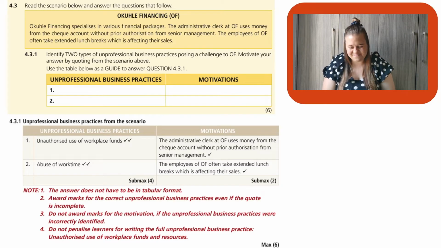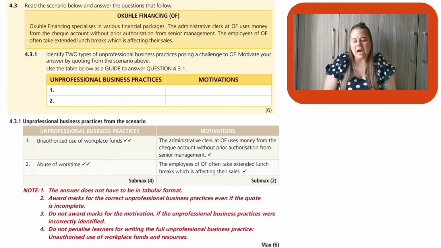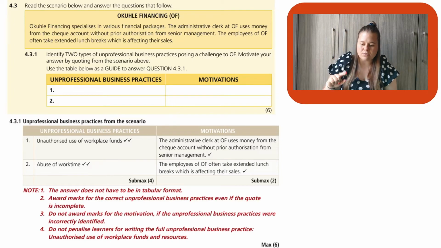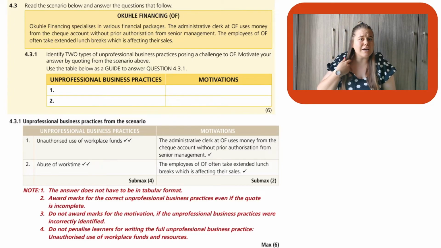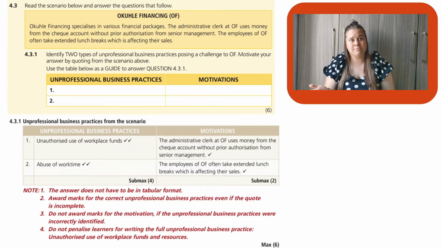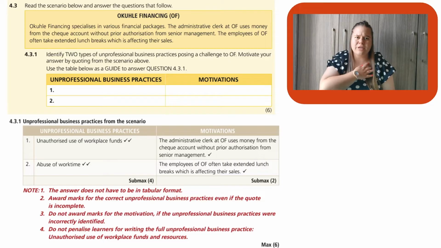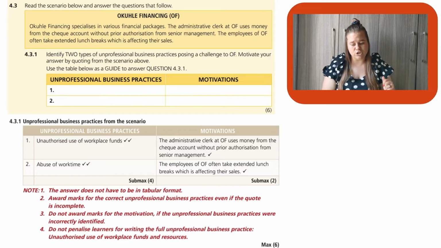All right, there's the answer. Unprofessional business practices: we have unauthorized use of work funds. Why? Because it says here it uses money without prior authorization. So how does management know what we're using this money for? Maybe you're spending it on your son's football tournament or his hockey tournament. For all they know, they don't know what you're doing with the money. And then abuse of work time, because you're taking extended lunch breaks. And then there you can see the motivation mentioned there.